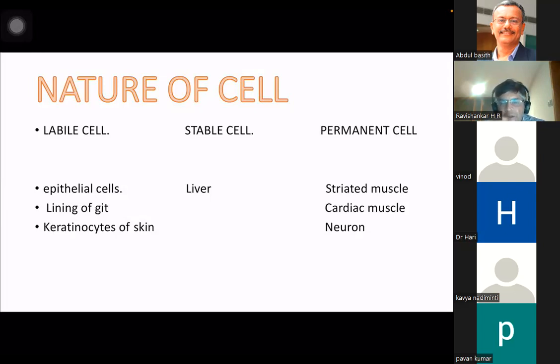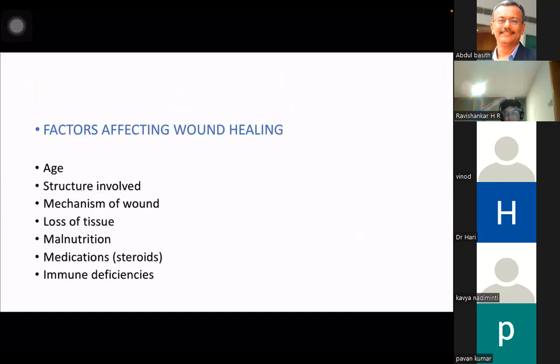Okay, yes, sir, continue. As the age increases, the immunity and the ability of a cell to divide decrease, which leads to difficulty in wound healing. When the structures involved are like skin, only superficial things, the wound healing will be very fast and good. When there is involvement of bones and muscles, the healing takes time and is prolonged. And regarding the mechanism of wound, a crush injury or an infective, contaminated crush injury leads to delayed wound healing.